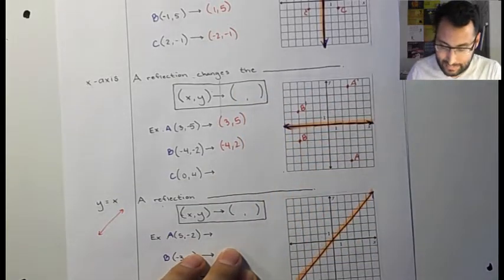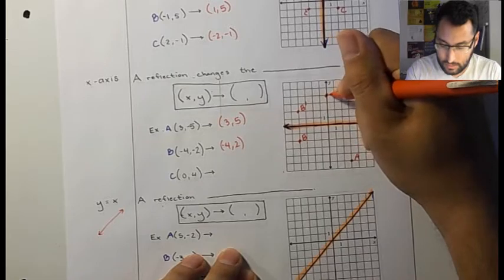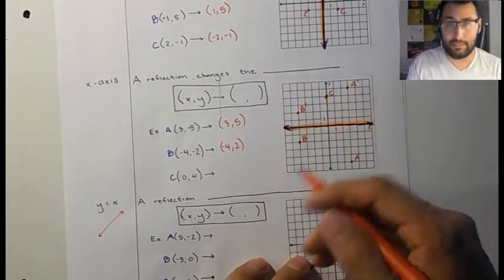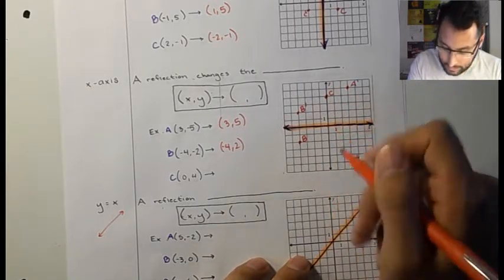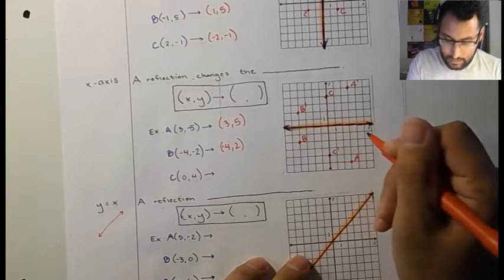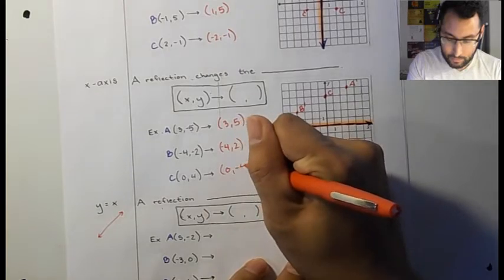And the last one is 0, 4. 0, 4 is just 4 up. 1, 2, 3, 4. I'm going to put C there. So where is C prime? Instead of being 4 above, it'll be 4 below on the same line on the y-axis. So it'll be right over here. That's where C prime is, and that coordinate is 0, -4.